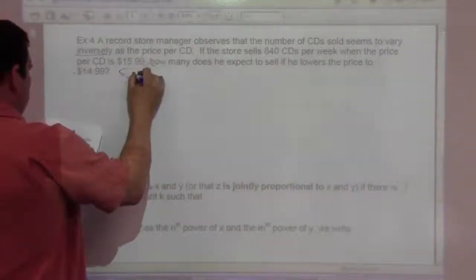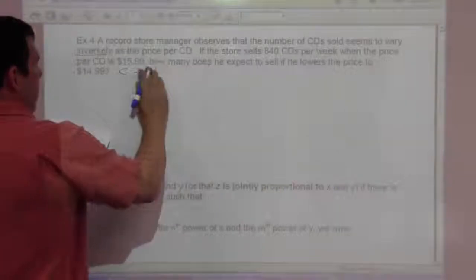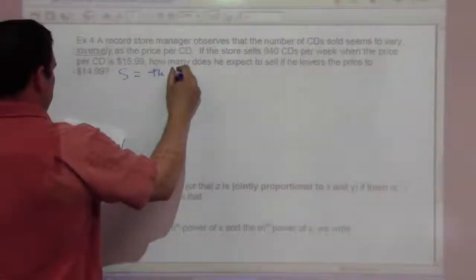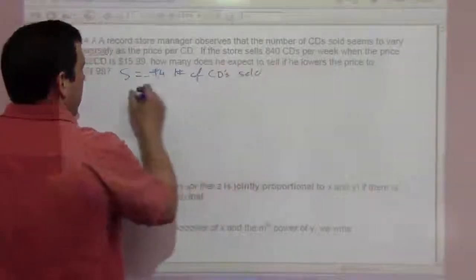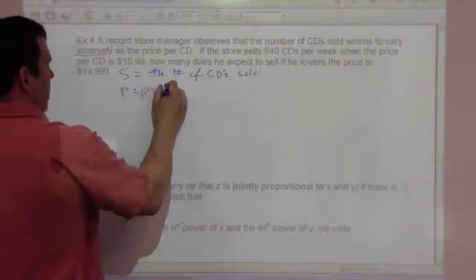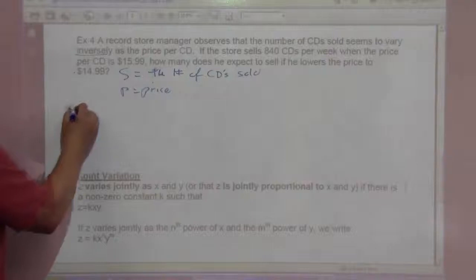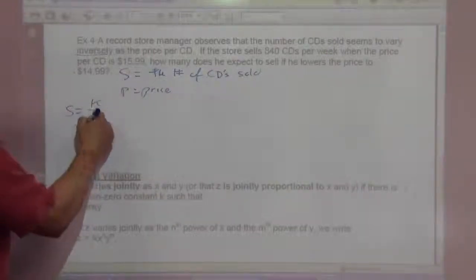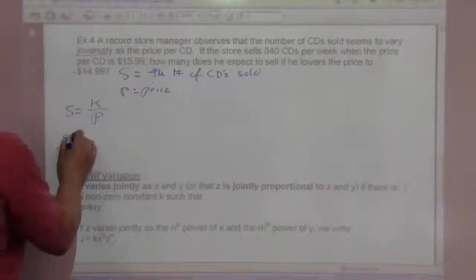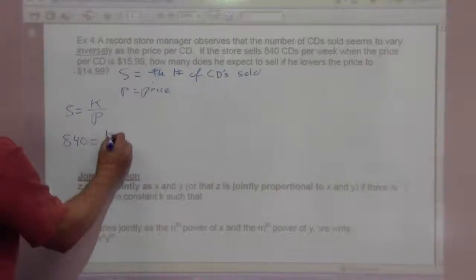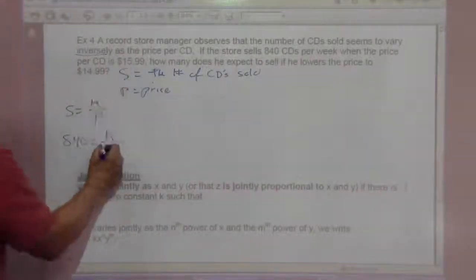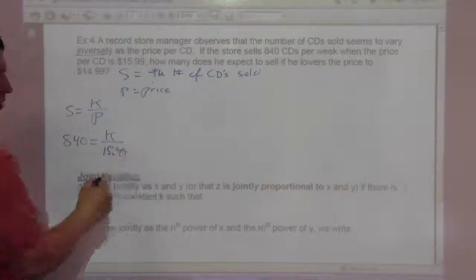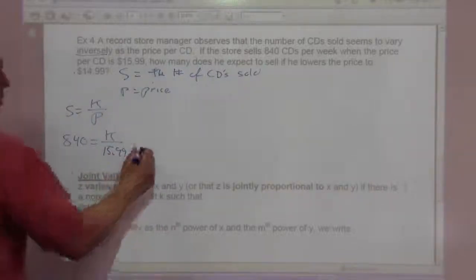So if S equals the number of CDs sold and P equals the price, we have S equals k over P. It's an inverse relationship. So 840 equals k over, because he sells 840 when the price is $15.99.